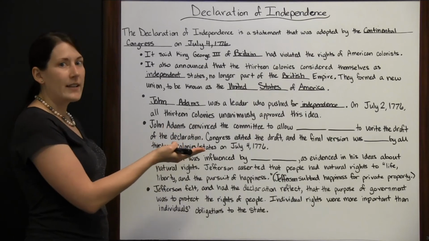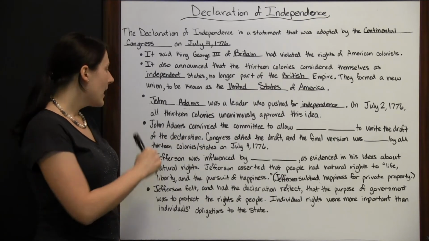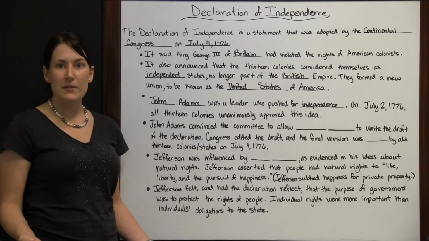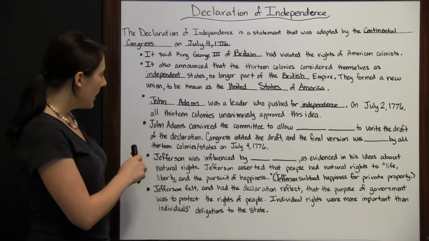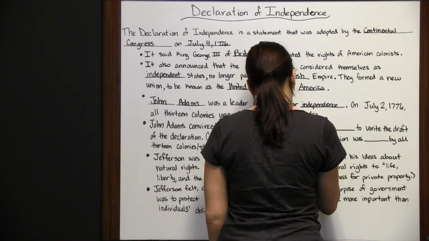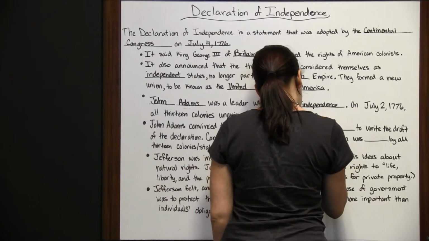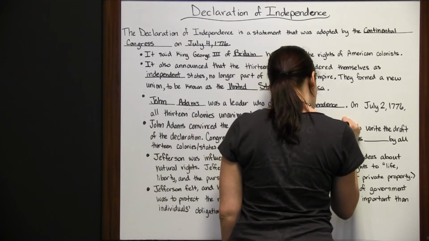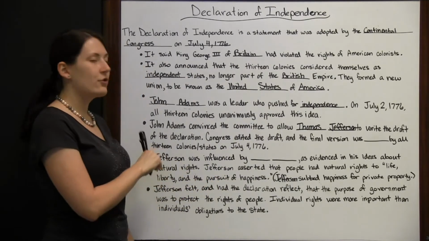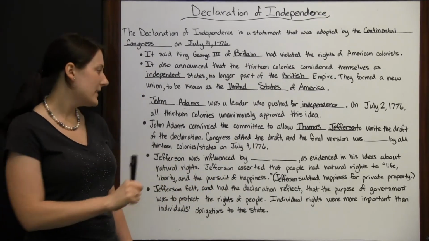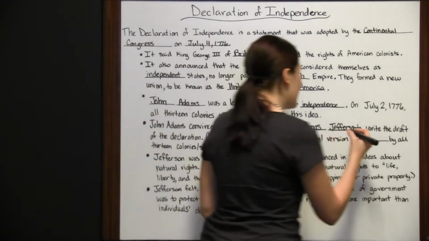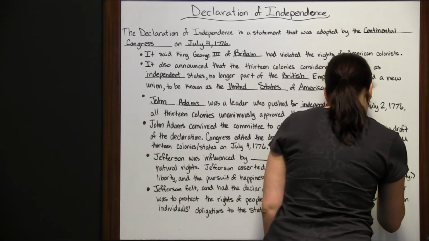So on July 2nd, 1776, all 13 colonies unanimously approved this idea to declare themselves independent from Britain. John Adams convinced the committee to allow Thomas Jefferson to write the draft. So Thomas Jefferson wrote the first draft of the Declaration of Independence. Congress edited the draft, and the final version was ratified, which means approved.